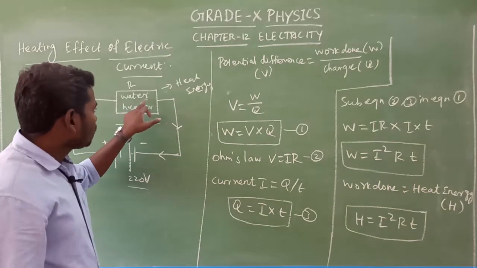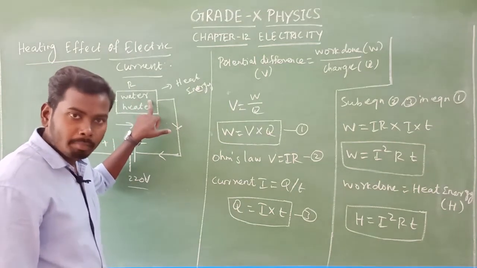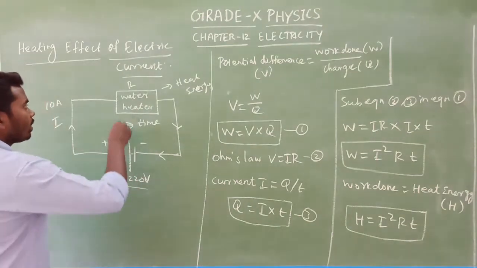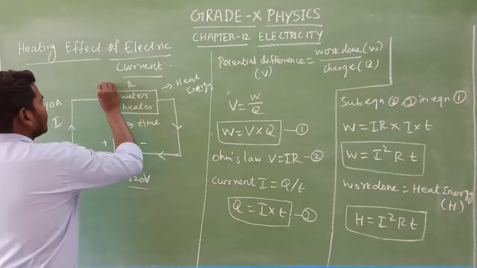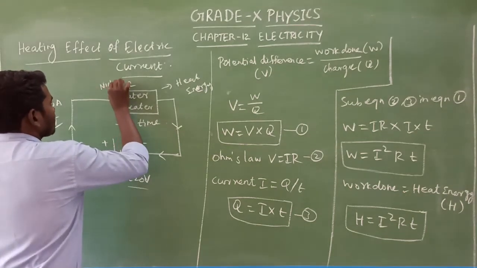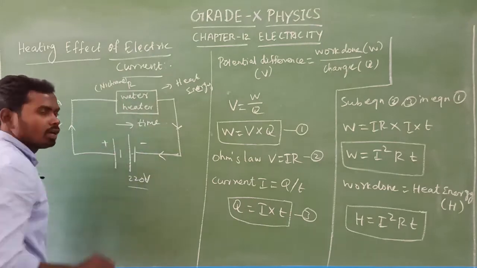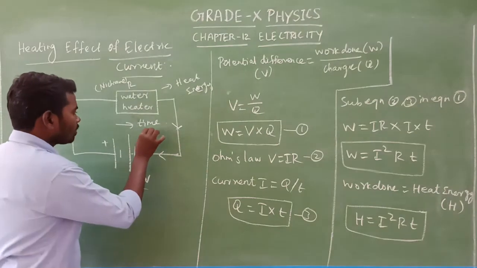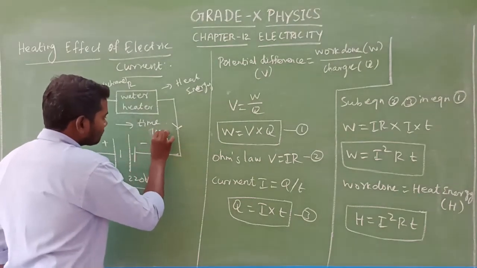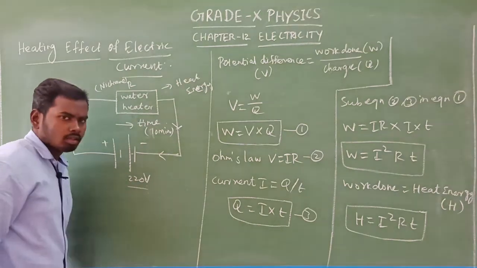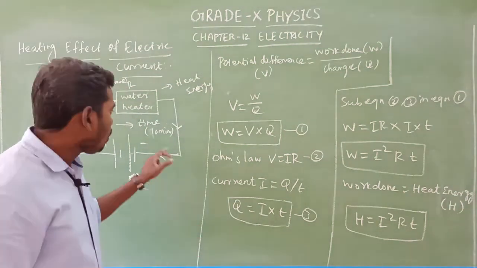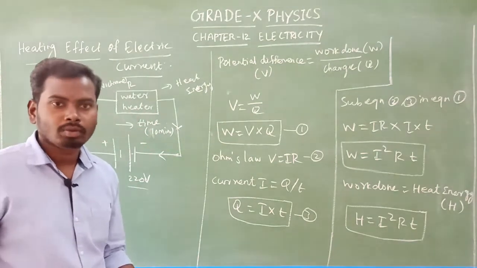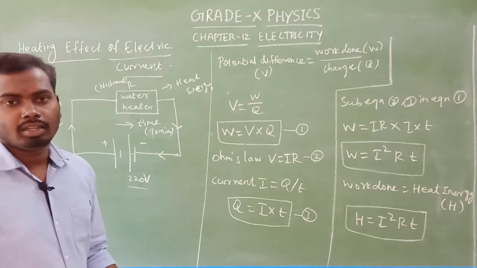Yes. Already we know this water heater is also made up of nichrome wire. I mean, inside the water heater there is nichrome wire. So nichrome has a large amount of resistance, isn't it? Yes. So this water heater is used for 10 minutes. Time how much? 10 minutes. Here we can calculate how much heat energy is produced by this water heater. We can calculate that easily, isn't it?